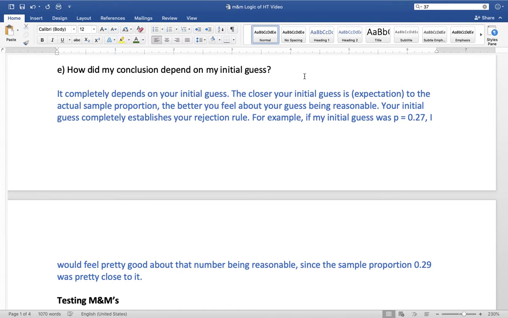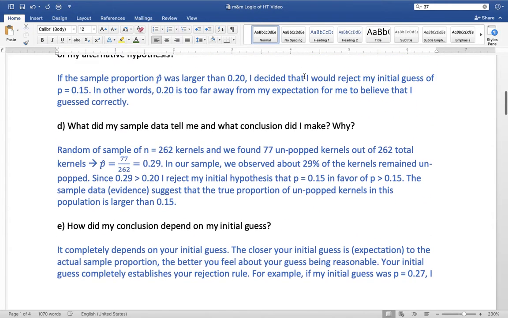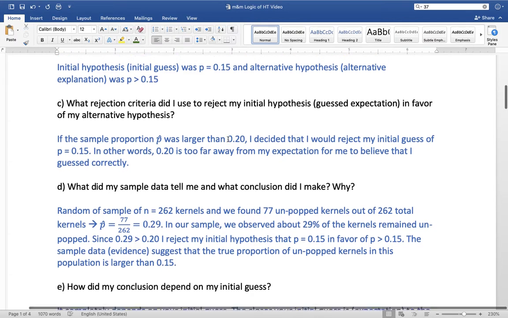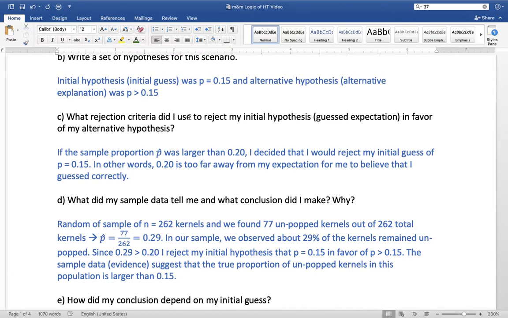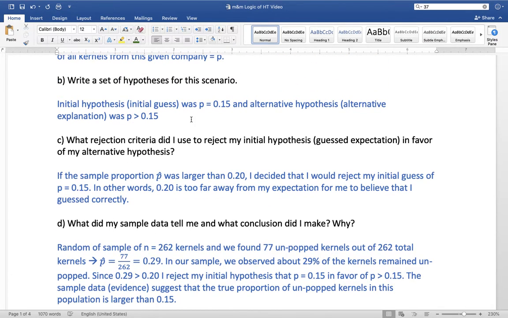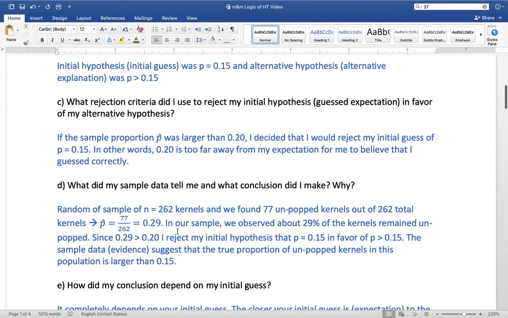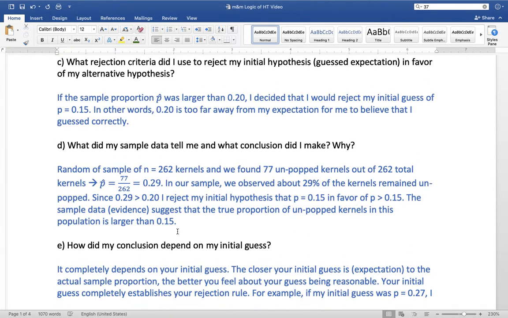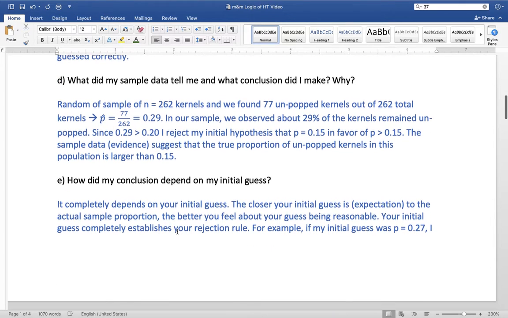All I did was I established a rejection rule. I compared what I expected to happen, which was my hypothesis, to what actually happened, which was my sample data. And the further away the actual data gets from what you expect, the less likely it is that what you expect is actually true. And that's really it. So that's all we're going to do is compare. So let's look at another example.